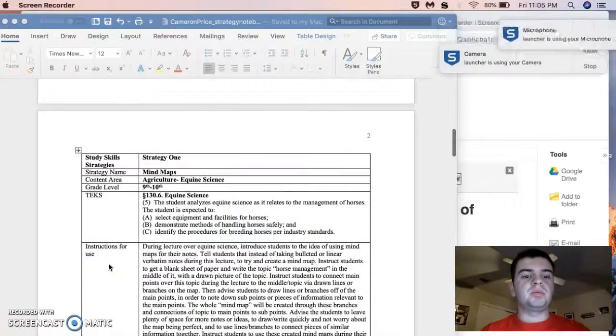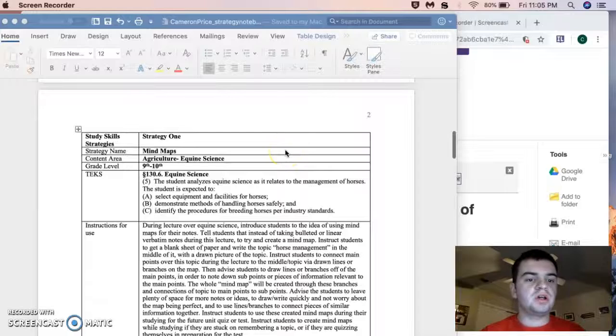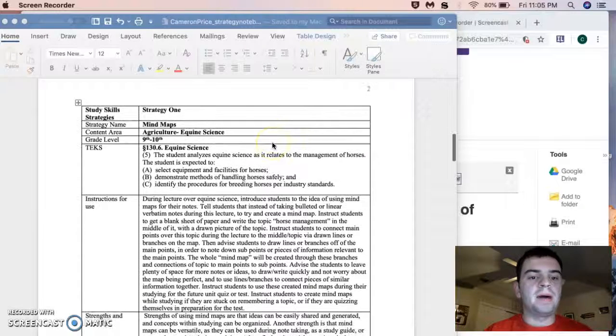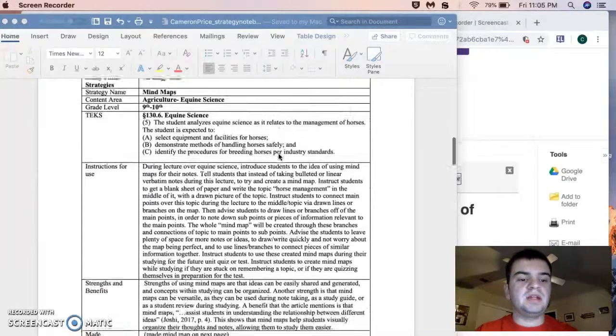This is strategy number one for the study skills strategy notebook. This is called the mind map strategy. I used it for the equine science content area within agriculture for the ninth and 10th grade level. The TEKS cover equine science TEKS in relation to horse management.